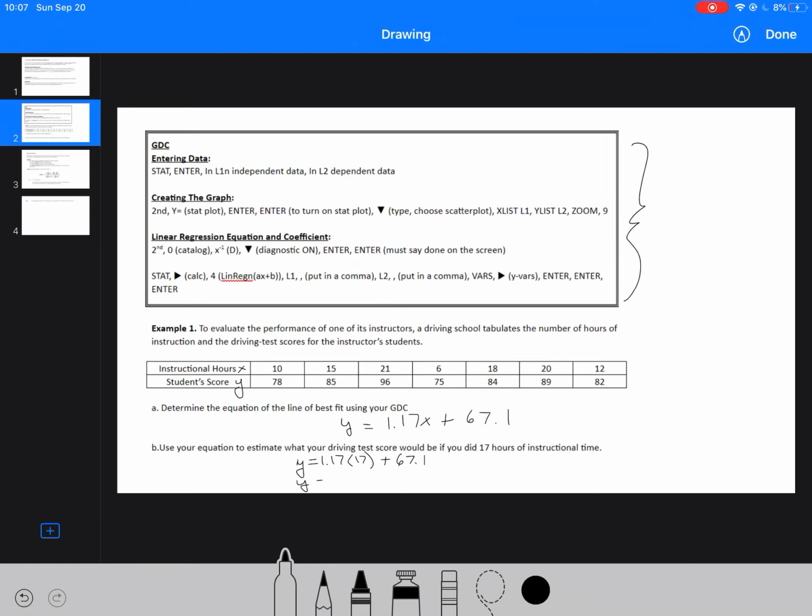And let's see what we get here. Using your calculator for this part, you would do 1.17 times 17 plus 67.1, which is going to give you 86.99, which we can round to 87.0. And if we look at our chart here, for 17 hours, here's 15 and 85, and then 18 and 84. That puts us at 17 and 87, kind of right in the ballpark.